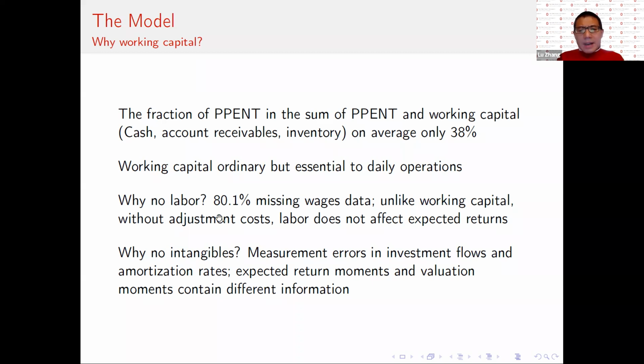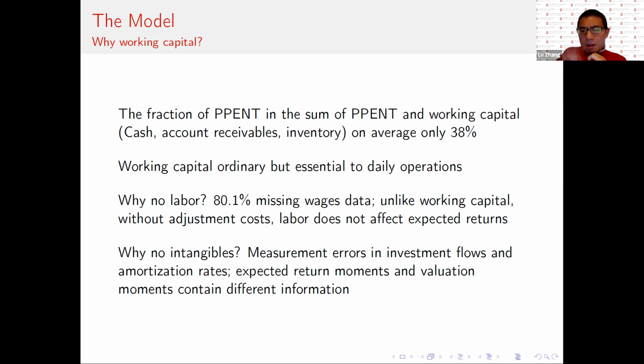All right, so why no labor? Well, the immediate empirical challenge is that more than 80% of firm-year observations in Compustat are missing wages data. You can do some imputation based on BEA industry-level wages data, but that imputation involves noise. Moreover, unlike working capital, without adjustment costs, labor does not enter the expected return equation. So the bottom line is that without adjustment costs, most labor expenses are current period expenses. They are static; they get absorbed into the operating profit function.